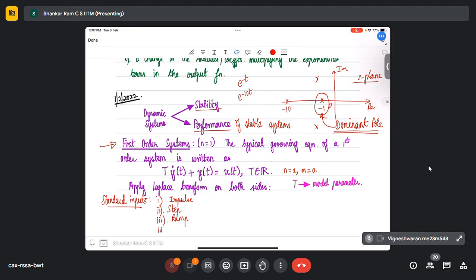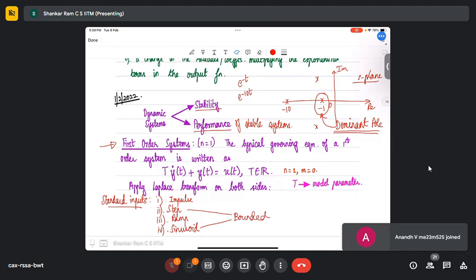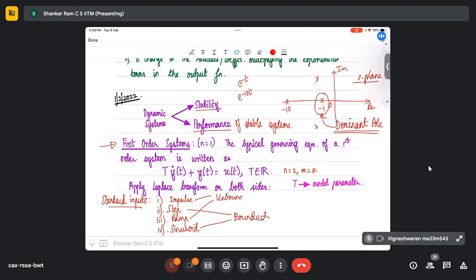So we looked at unit impulse, unit step, unit ramp, and sinusoid, right? Out of these four standard inputs, which are bounded inputs, because please note, we are looking at bounded input, bounded output stability, my step response and sinusoidal are bounded. So step and sinusoid are bounded. Impulse and ramp are not bounded, okay, unbounded.